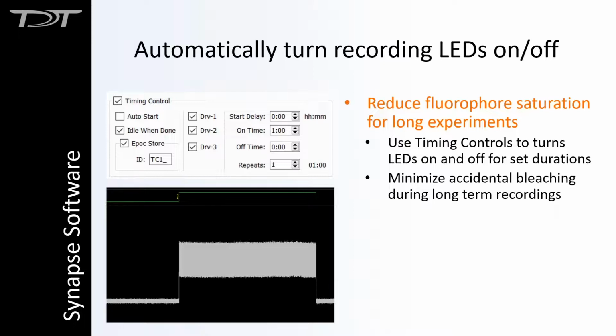So say you want to record for 10 minutes every hour on the hour, you can easily set up that paradigm so that your recording will turn off, and then at the start of every hour, it will turn on and record for the prerequisite 10 minutes and then turn off, and have that automatically running while you are doing your experiment. And again, the whole goal of this is just to minimize accidental bleaching of your fluorophore during your in vivo experiments.